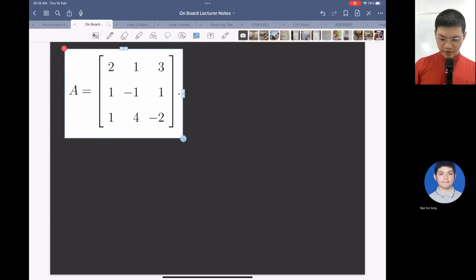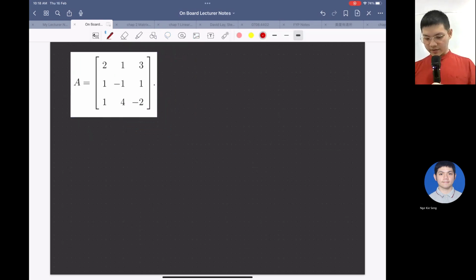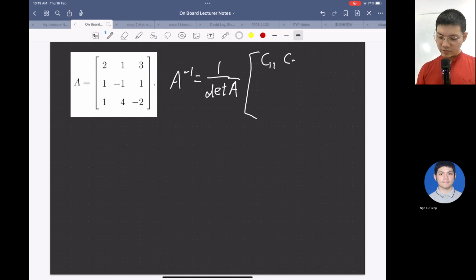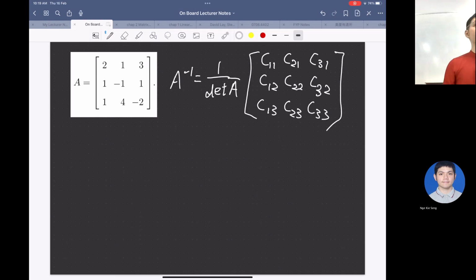So let us recall what Cramer's method is first. A inverse is equal to 1 over the determinant of A, the factor coming from Cramer's rule, and then the adjoint of A. So C11, C21, C31, because this is 3 by 3, C12, C22, C32, C13, C23, C33.